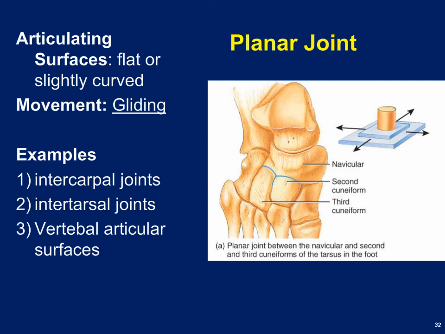Our first joint is a planar joint. A planar joint is where we have two different flat bones that are gliding over each other. There's no angular movement between the bones, only gliding. And so examples of planar joints include things like the intercarpal joints, the wrist joints, the intertarsal joints found at the ankle, and also the joints of the vertebral articular surfaces. And so again, planar joints simply allow gliding. There's no angular movement permitted.